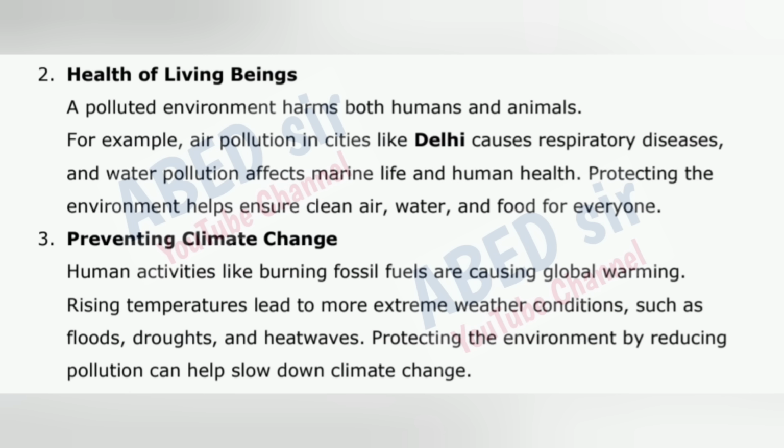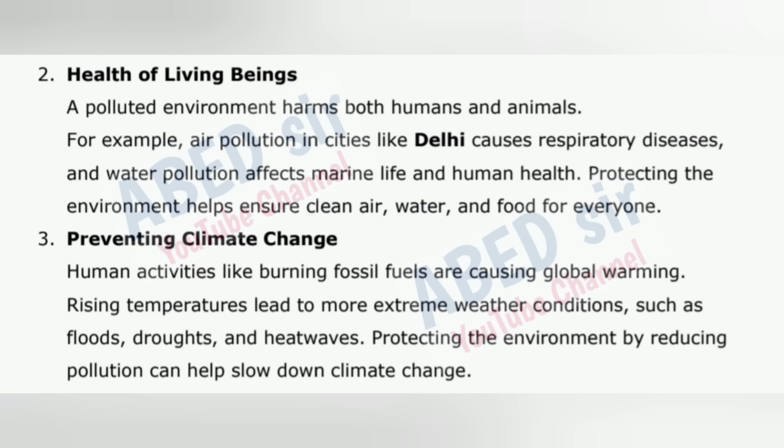2. Health of living beings. A polluted environment harms both humans and animals. For example, air pollution in cities like Delhi causes respiratory diseases, and water pollution affects marine life and human health. Protecting the environment helps ensure clean air, water, and food for everyone.